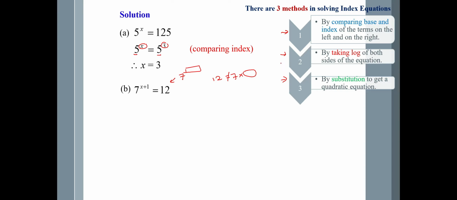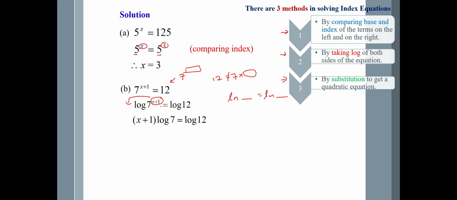So, since it's not possible, you have to use another method. Look at the second method, taking log of both sides. That means we just have to write log on the left side and also on the right side. You can also write natural logarithm on the left side and natural logarithm on the right side. It's also the same thing. Make sure they are the same base of log. Okay, next, from the law of logarithm, you can bring x plus 1 to the front. So that's what you do.